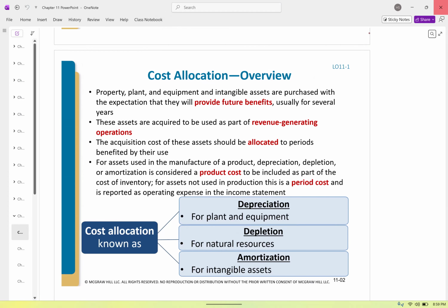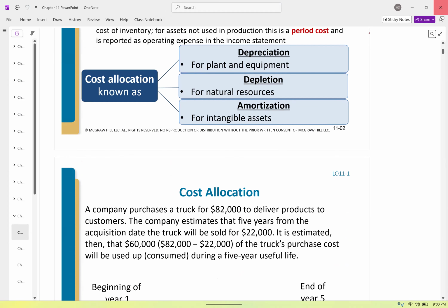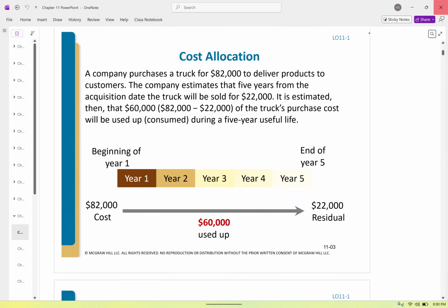So let's jump into this first example here. A company purchases a truck for 82,000 to deliver products to customers. The company estimates that 5 years from the acquisition date, the truck will be sold for 22,000. That is our salvage value right there.